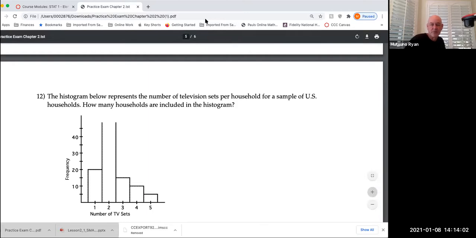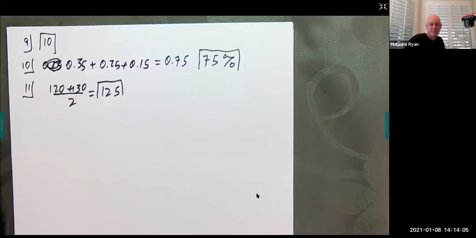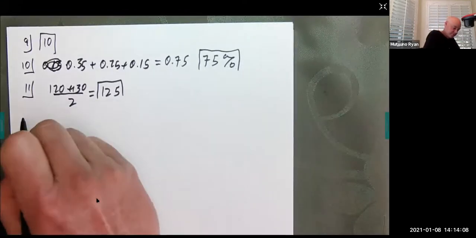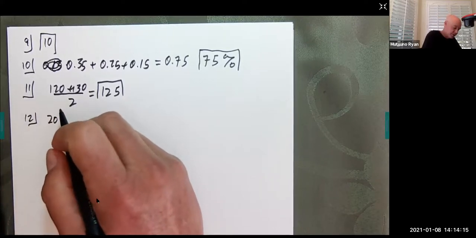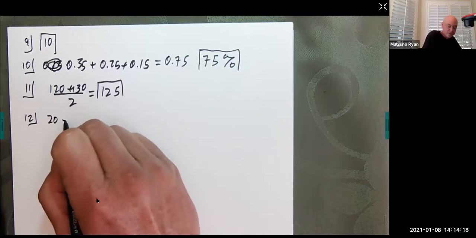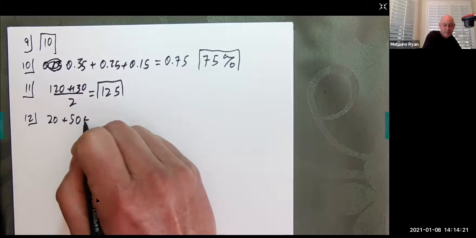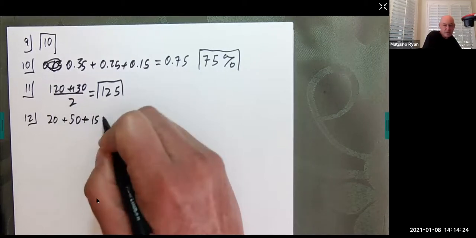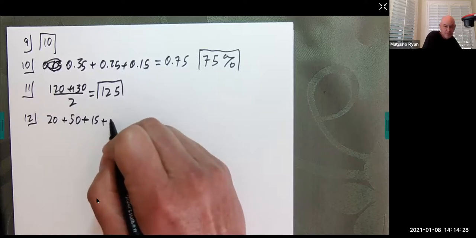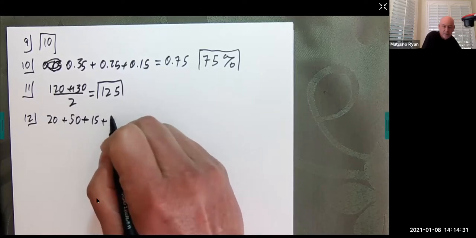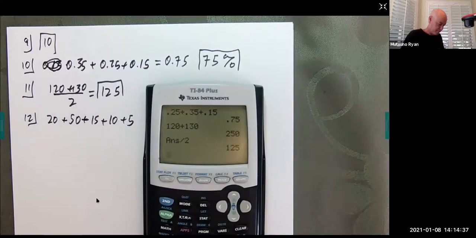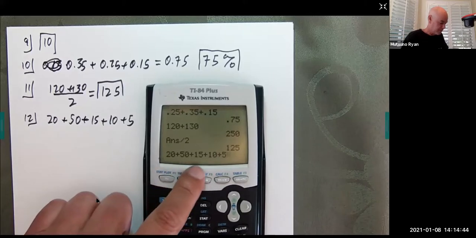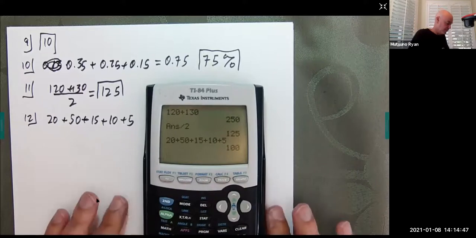So let's switch over. For 12, they want to know the total number of households that are included here. 20 people plus, I said we'll make that 50 people, plus 15, plus 10, plus 5. So 20 plus 50 plus 15 plus 10 plus 5 is 100.